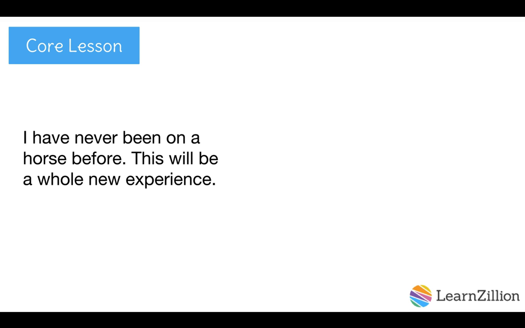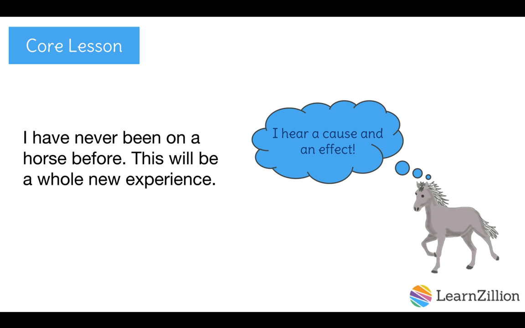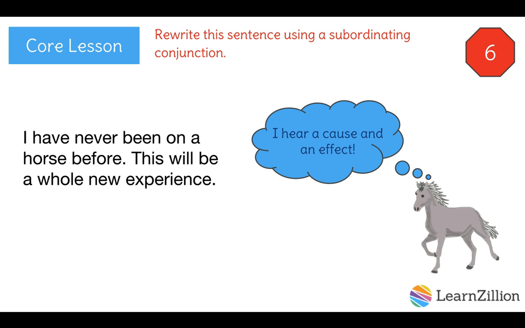This is the last set of sentences where I think the addition of a subordinating conjunction will improve the writing. I have never been on a horse before. This will be a whole new experience. I hear a cause and effect in these two sentences. Having never been on a horse is causing this to be a whole new experience. That means these two sentences are related. Choose a subordinating conjunction to connect these sentences and rewrite them on your practice sheet. Pause the video while you follow the instructions. When you are done, press play.